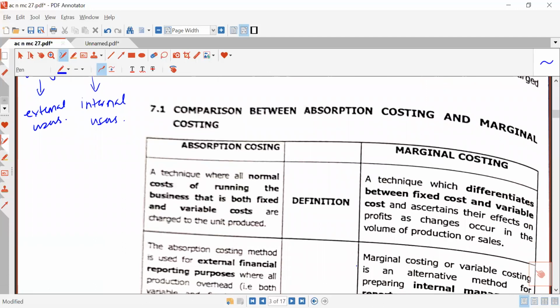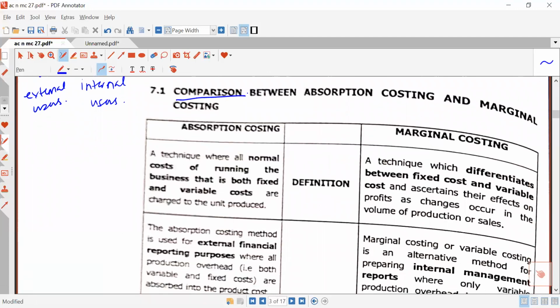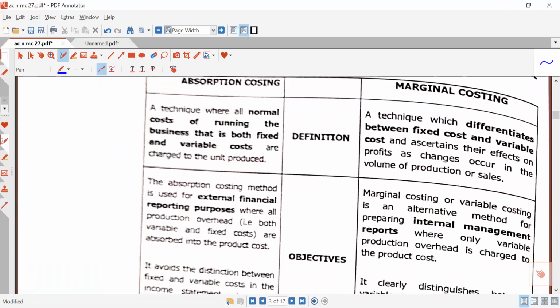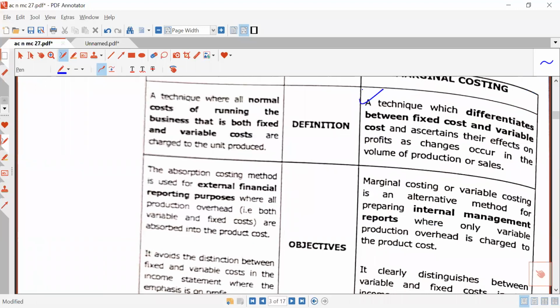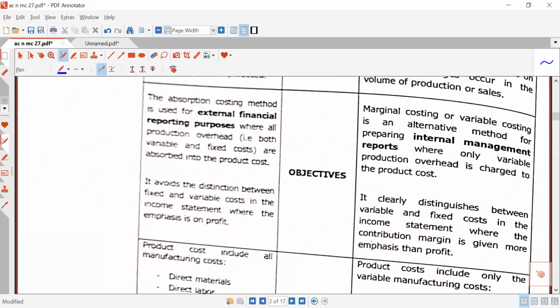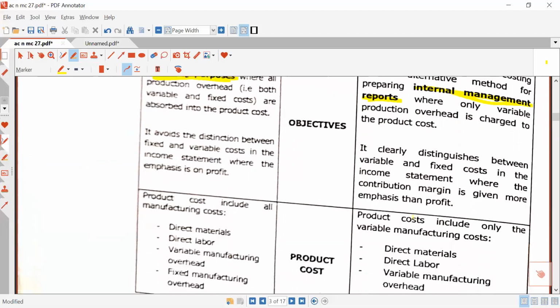Now let's look at the comparison between absorption costing and marginal costing. Basically you can read both of these. Here you can see the purpose of MC is for internal management reporting, and for AC is for external financial reporting purposes.